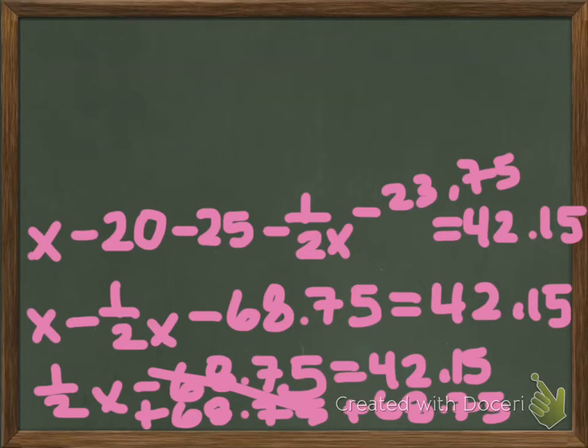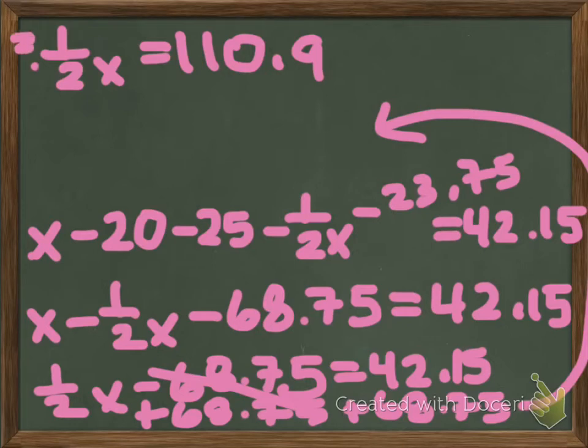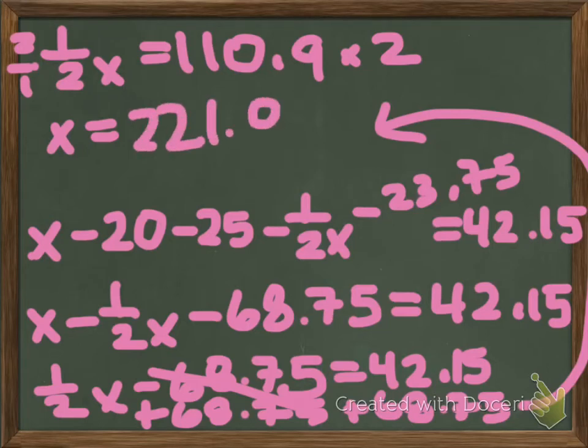And we're going to move up here, so we have 1/2 x equals 110.9. And then we need to cancel out the 1/2, so we need to multiply by the reciprocal. And he had $221.80.